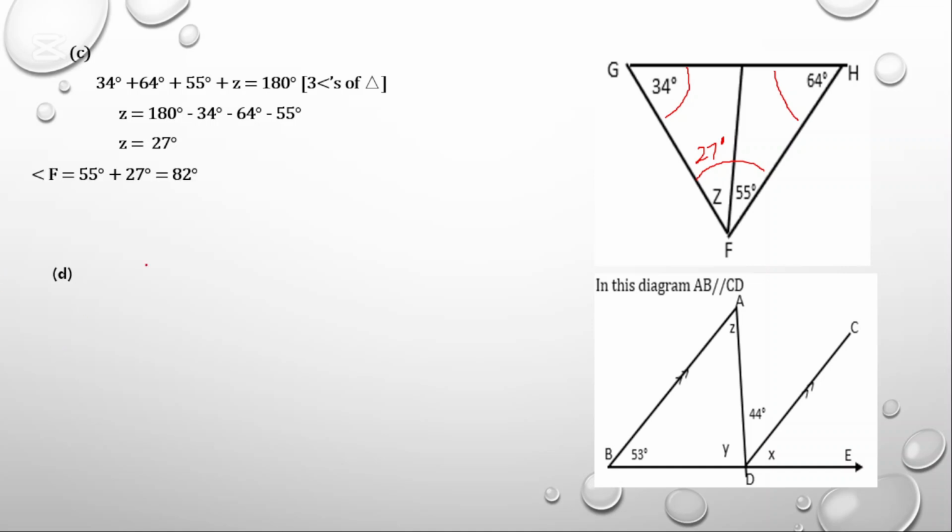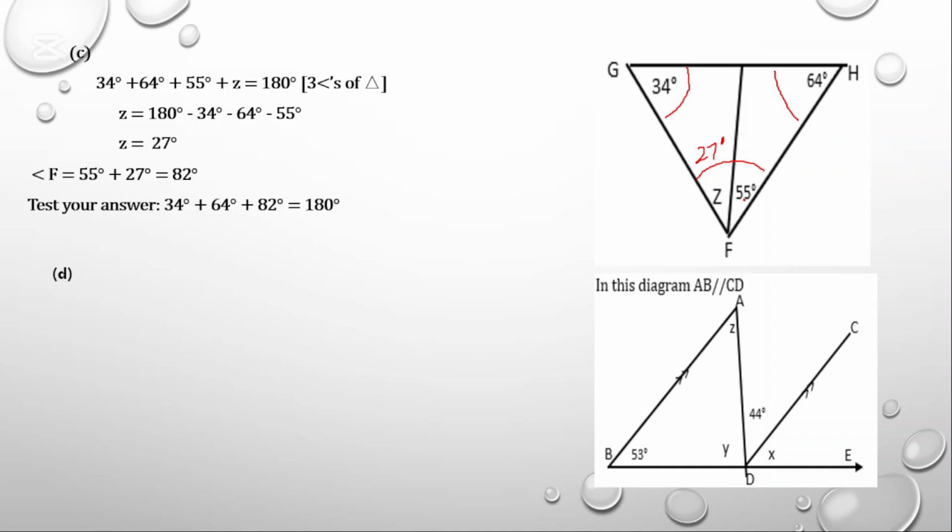Now, although I'm not asking for the value of F, the angle F here, I just want you to look at it. This F here, okay, F is equal to Z plus 55. And it's equal to 82. If you test your answer, then 34 plus 64 plus 82 must equal 180 degrees. Right, three angles of a triangle, the sum is always equal to 180.